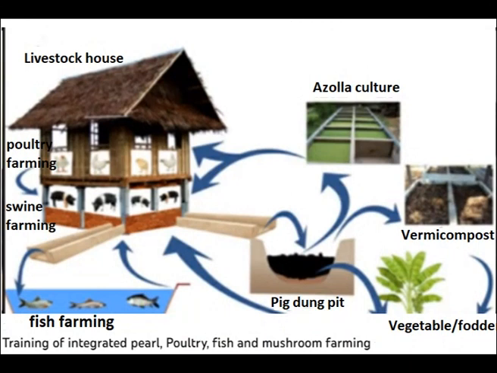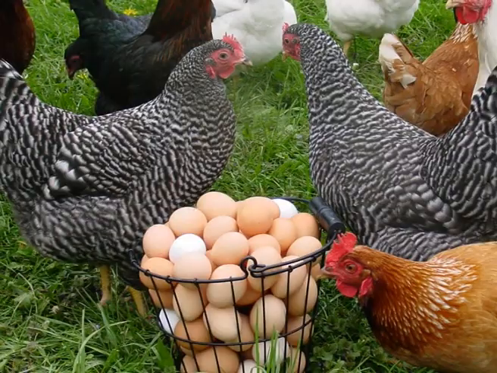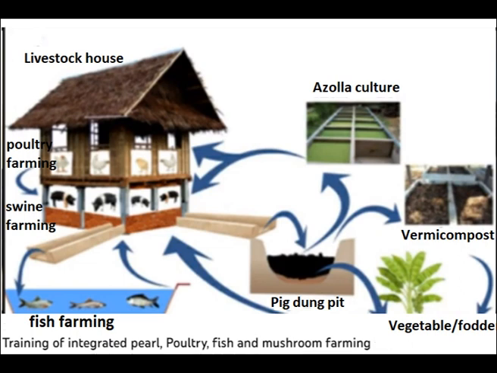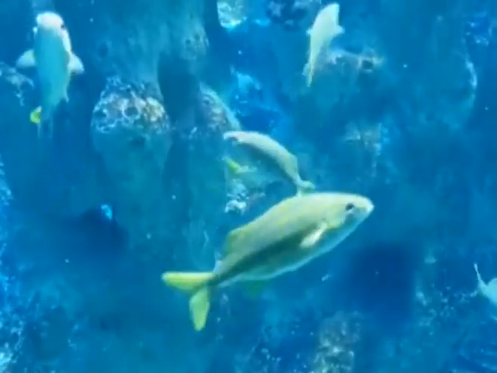This picture indicates the whole integrated farming system, where there is a livestock house. Under the livestock house, poultry farming, swine farming, and fish farming activities take place. Poultry farming and swine farming each have their own waste. That waste is important for fish farming activities, that means as fish feed.